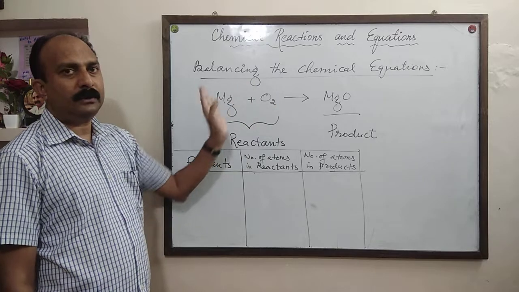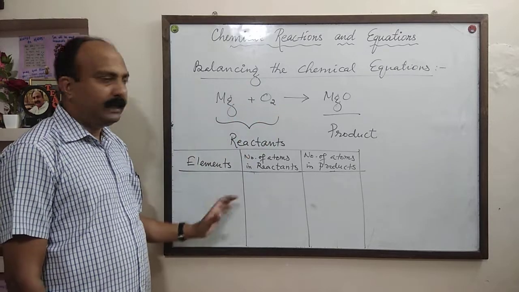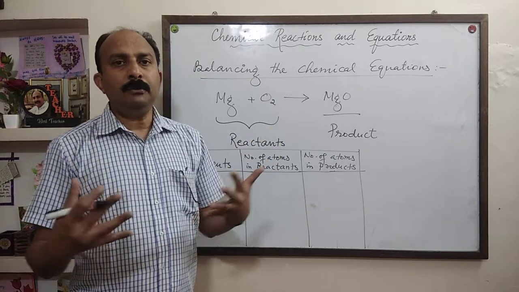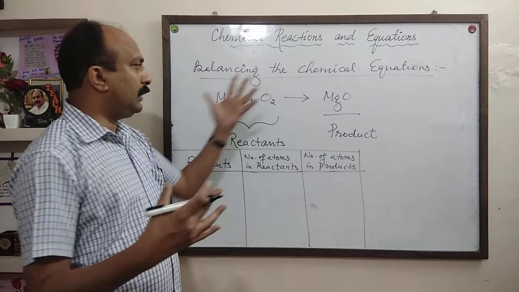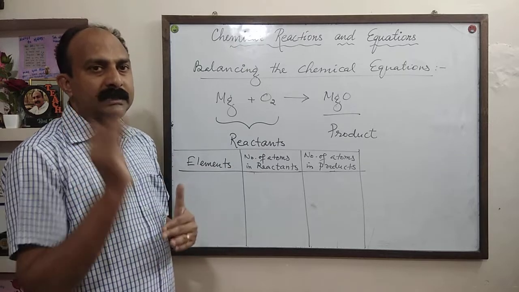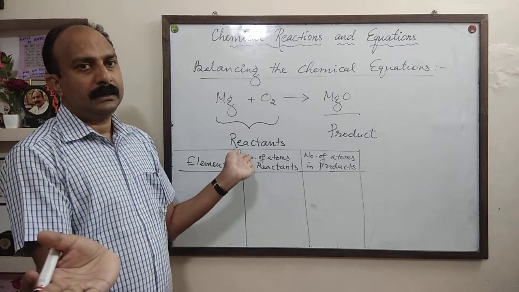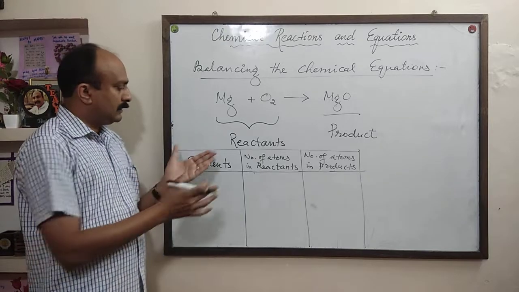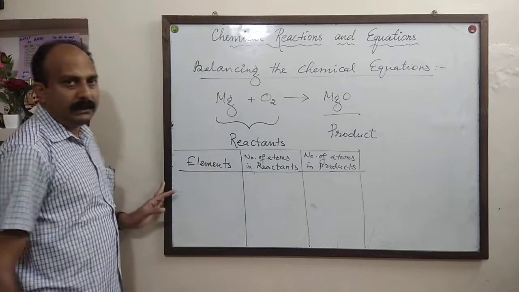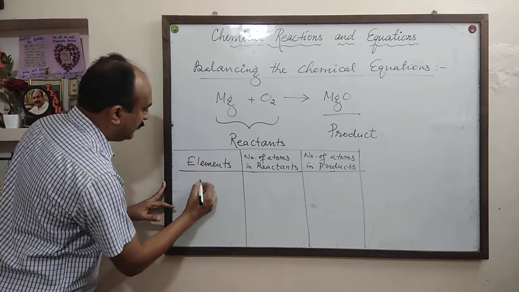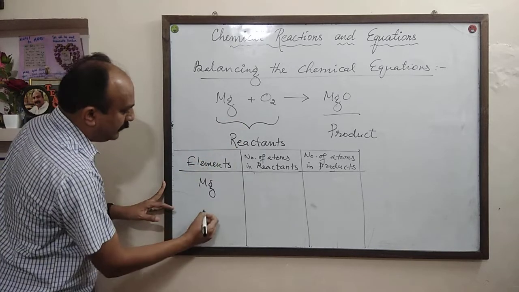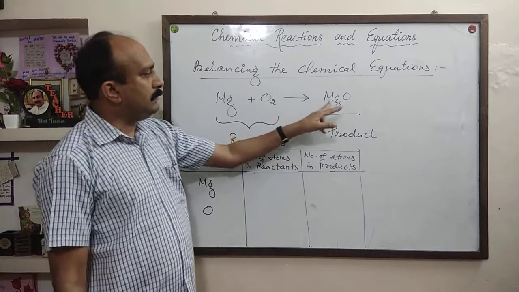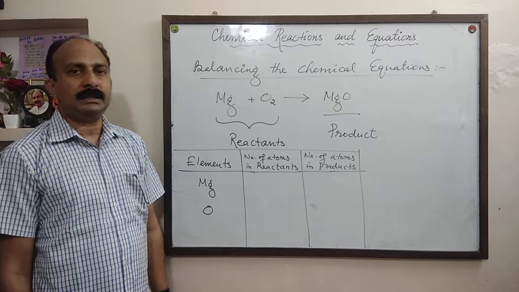So you just see the LHS, left hand side of the arrow mark. The elements will be the same on both the sides, but their number of atoms may change. We have to make the number of atoms of all the elements in the reactant exactly equal on both the sides. This is called balancing a chemical equation. So, I am going to write the elements that take part in this reaction. First element is Mg. Second element is O. Magnesium and oxygen are the two reactants. Same magnesium and oxygen can be seen on RHS also.